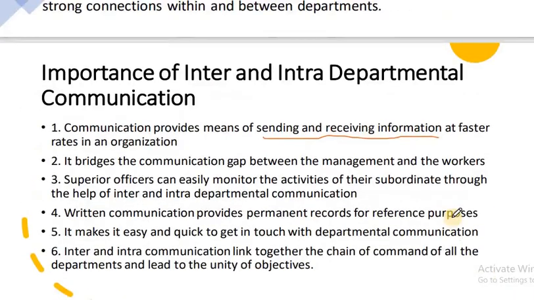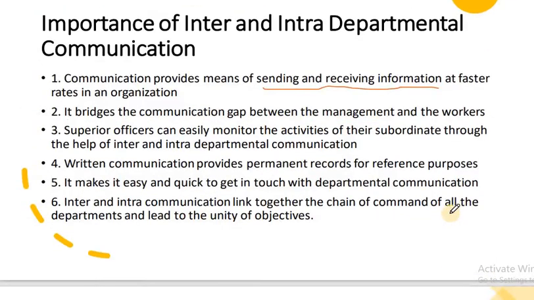So those are the importance of inter and intradepartmental communication. Both are very essential, especially in a very big industry or company. And you, as an office administrator, need to understand the importance of the interaction within your office and even beyond your office. Are we together? So those are the importance of inter and intradepartmental communication.